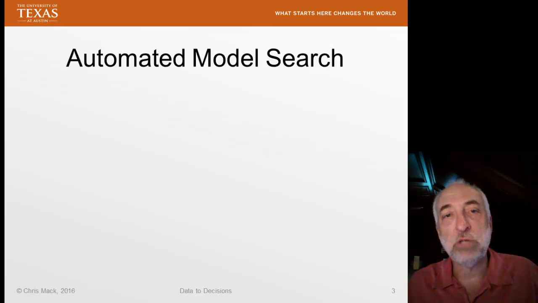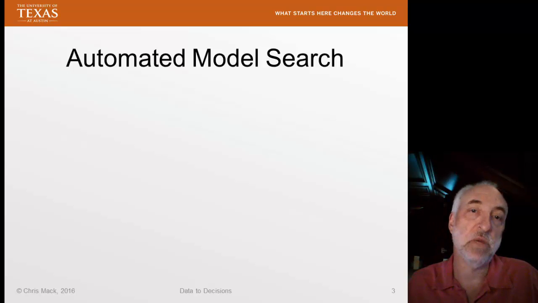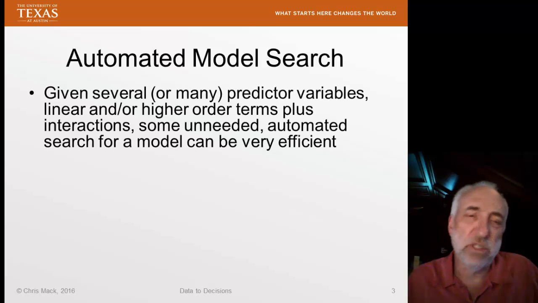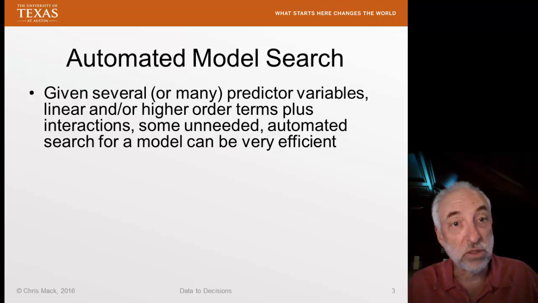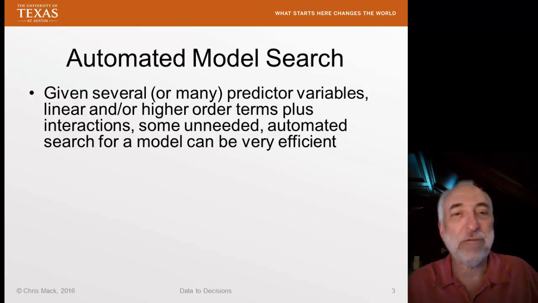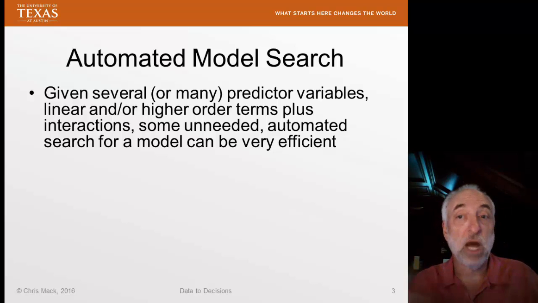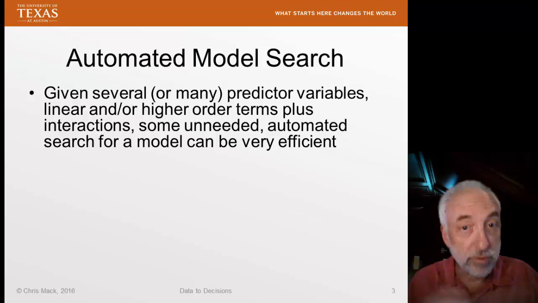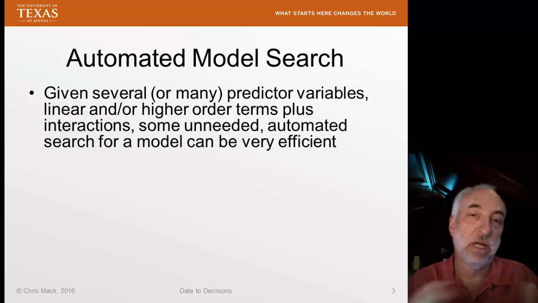Let's talk about one of the approaches that is common in a more exploratory data analysis mode called automated model search. We will sometimes use this even if we're not in an exploratory mode, but this is usually an approach we use when we've got a bunch of parameters and we're not really sure which parameters, which model terms, are needed. So I've got several predicted variables. Maybe I have linear terms or higher order terms. Maybe I have interaction terms. Maybe I have more complex functions of these variables. And maybe some of these predicted variables are in fact unneeded. So how do I build a model?